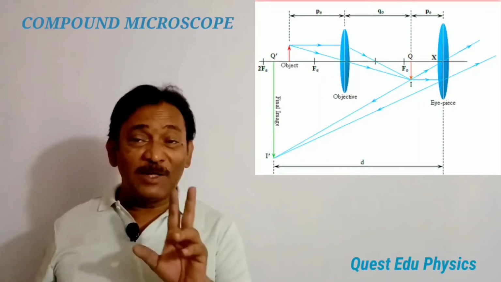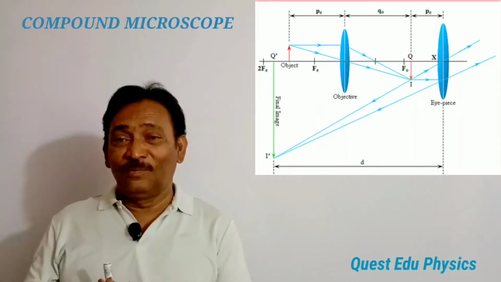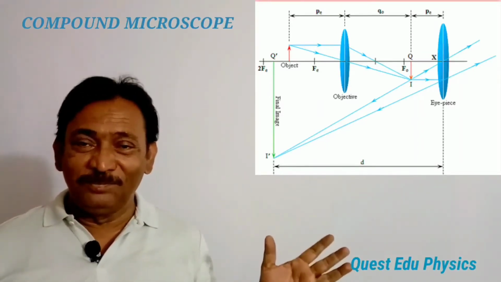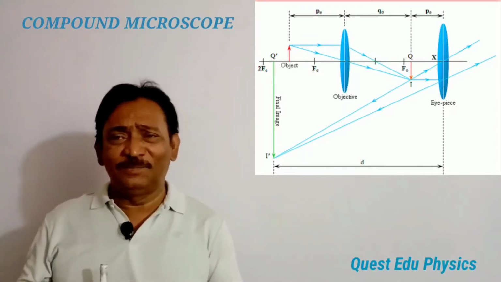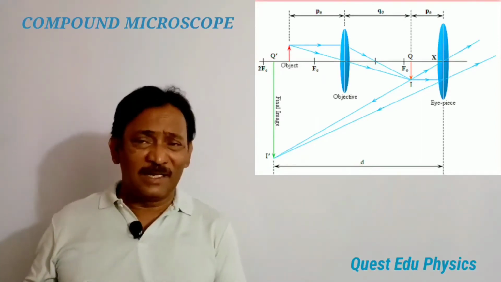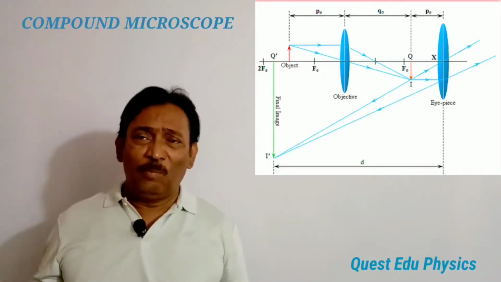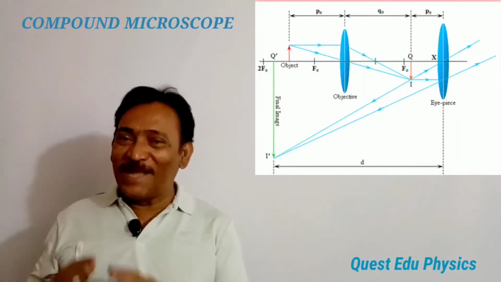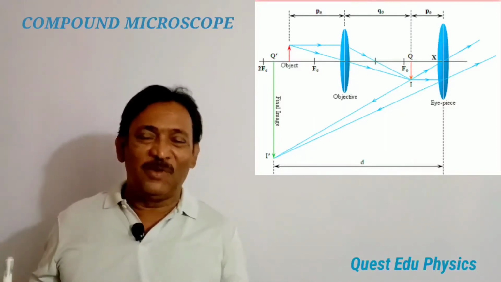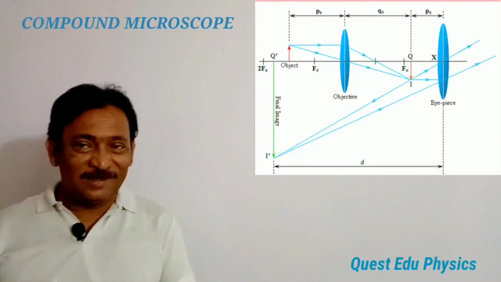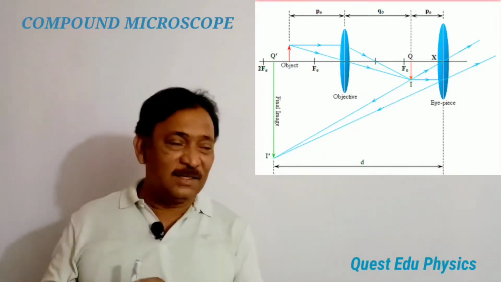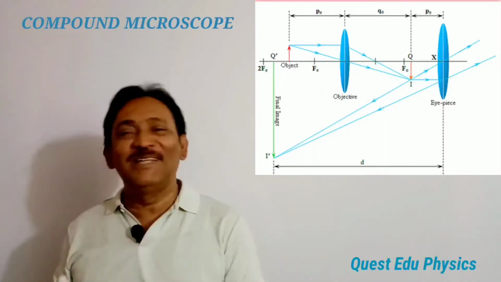Compound microscope has two lenses, students. One lens is set as the objective, which is towards the object, and the second one is set as the eye lens, which is near to the eye. In books, sometimes they say it has the eyepiece. Maybe. But eyepiece has another meaning, students. In coming lectures, we will understand the difference between the eye lens and the eyepiece.